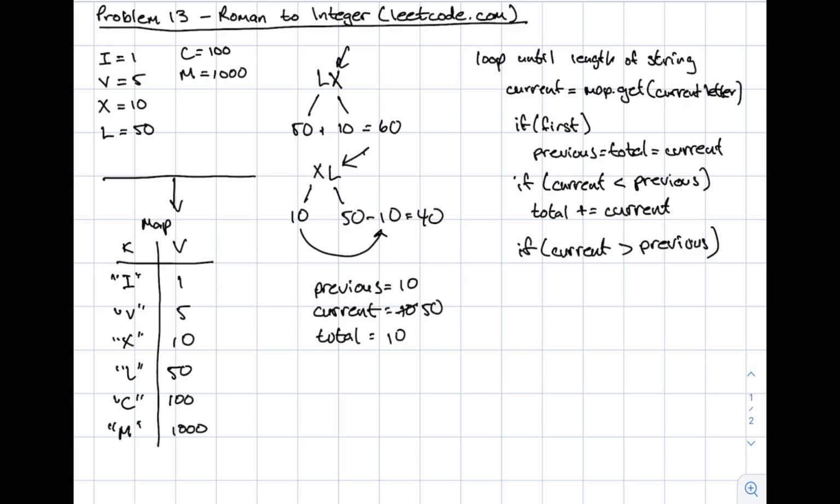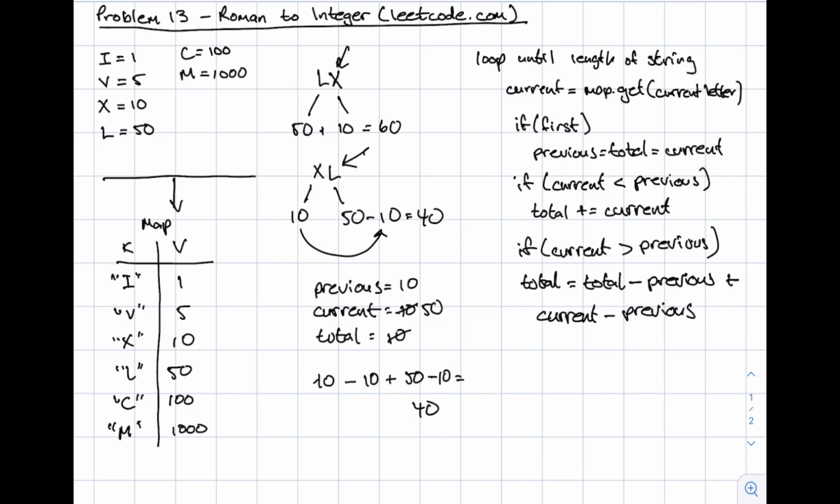Current is greater than previous, so we perform our subtraction. So total is going to be equal to the total minus the previous value plus the current value minus the previous value. So let's evaluate this expression. We have total is 10, the previous is 10, plus the current, which is 50, minus the previous, which is 10, which gives us a grand total of 40. And we want to end our loop here.